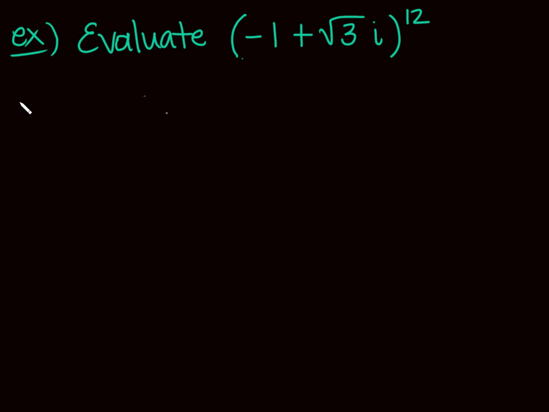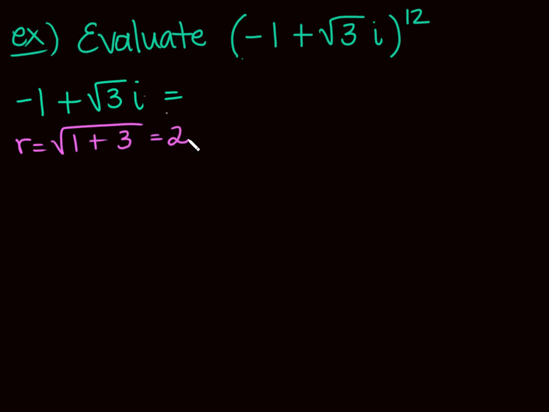So the first thing I need to do is change this complex number into the trig form for a complex number. So let's do some work here. What is r? It's the square root of negative 1 squared, which is 1, plus root 3 squared, which is 3. 1 plus 3 is 4, and the square root of 4 is 2.